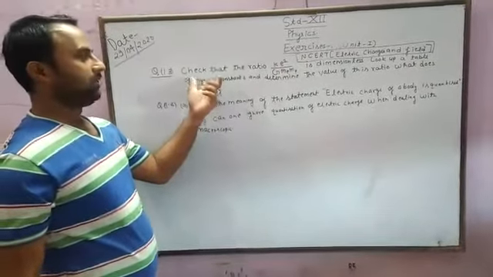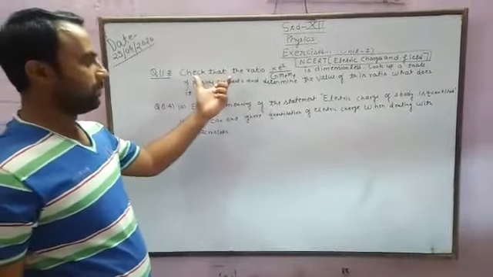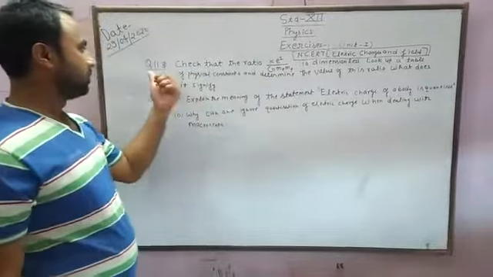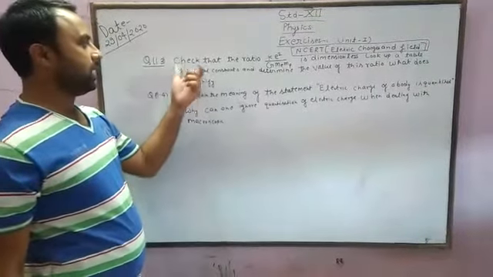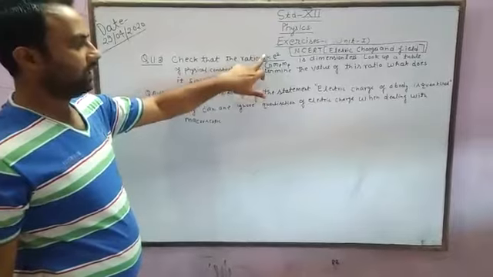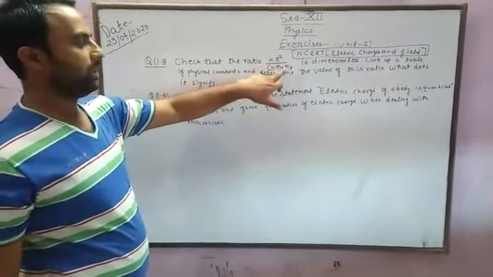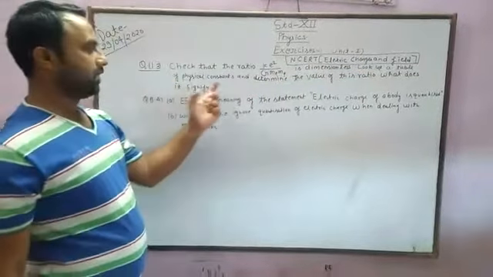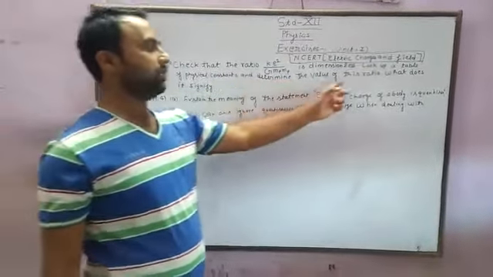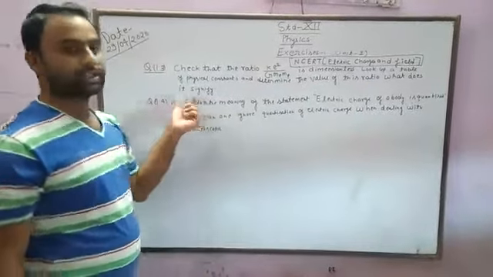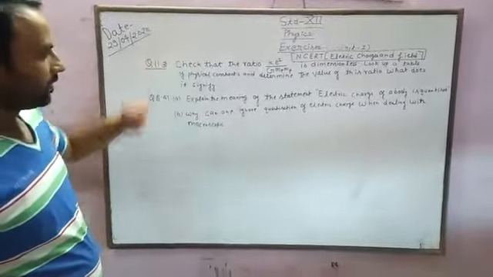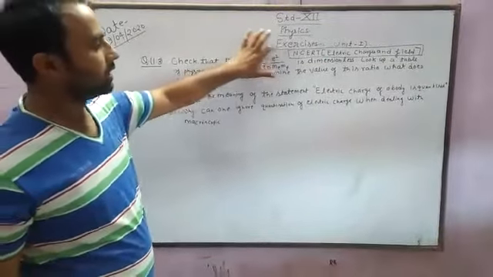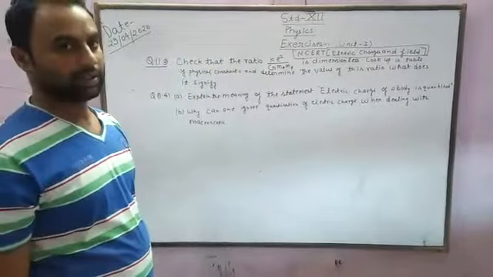In the previous lecture, we discussed various types of questions related to NCERT. Now, question number 1.3. Check that the ratio of ke square upon G me mp is dimensionless. Look up a table of physical constants and determine the value of this ratio. What does it signify? What does it mean? It means we have to prove that this ratio is a dimensionless quantity.